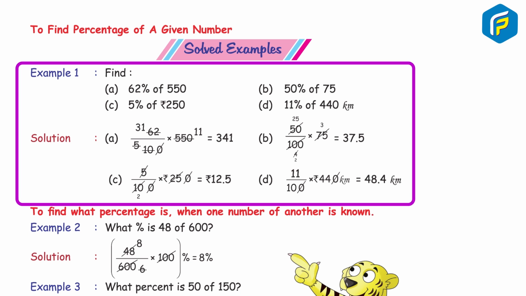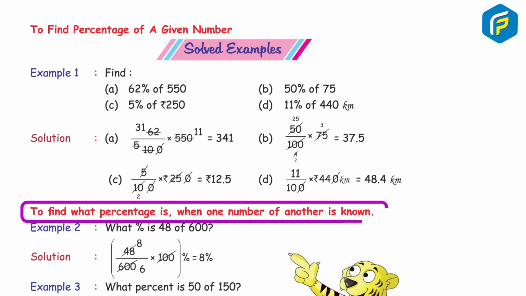Example 1. Find A 62% of 550, B 50% of 75, C 5% of rupees 250, D 11% of 440 km. Solution. A 62 upon 100 into 550 is equal to 341. B 50 upon 100 into 75 is equal to 37.5. C 5 upon 100 into rupees 250 equals rupees 12.5. D 11 upon 100 into 440 km is equal to 48.4 km.